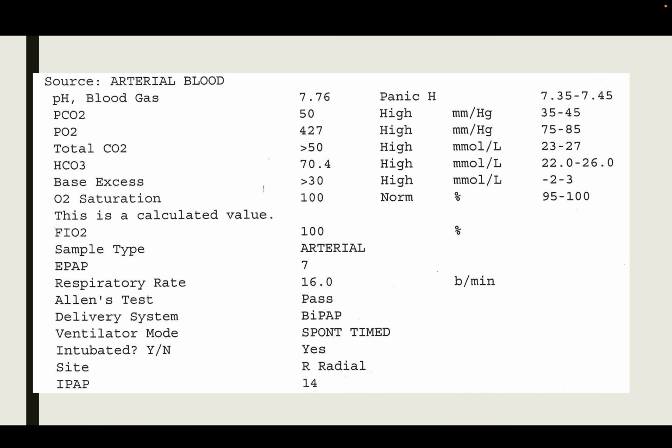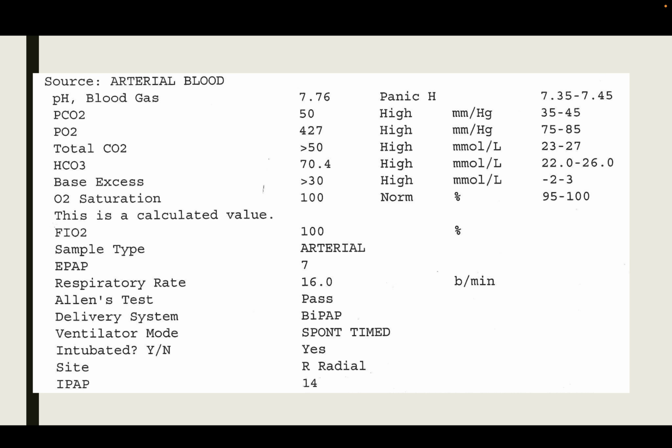Here's another one for you. Let's look up at the top left. Our pH, we got 7.76. So is that too low, too high, or just right? That is far too high. We're definitely in an alkalotic state, 7.76, far above our normal range of 7.35 to 7.45.